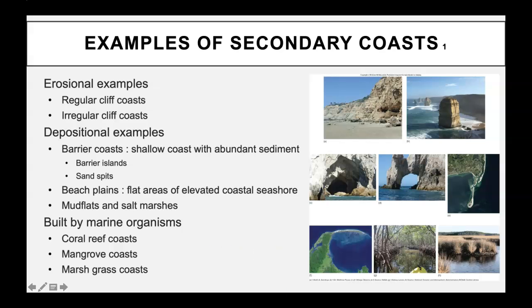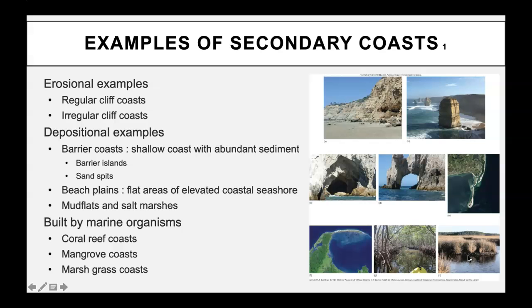Okay, depositional examples like barrier islands, shallow coasts with abundant sediment, and sand spits. This is a sand spit here, so this is a barrier island coming down, and then currents flowing to the, let's just say to the south in this image, to the bottom, have created this spit. Beach plains, flat areas of elevated coastal seashore, mud flats and salt marshes. That would be like this image down here, H.